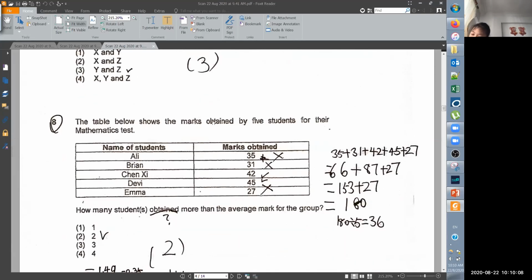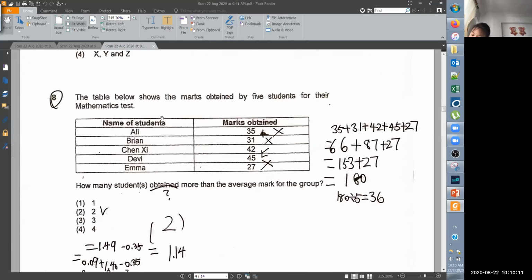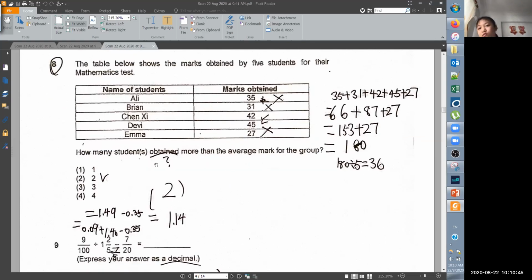The table below shows the marks obtained by 5 students for their mathematics test. How many students obtain more than the average mark for the group? First thing first, you need to get the total. Then you divide by 5. So the average is 36. Obtain more than 就是 achieve，拿到。So Ali is out. Brian is out. So only Chen Xi and Debbie, right? So only 2 of them. So the answer is 2.